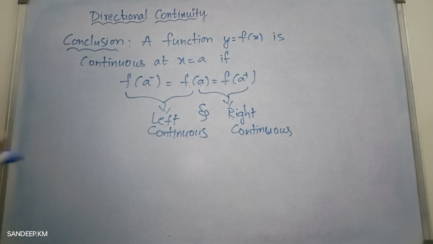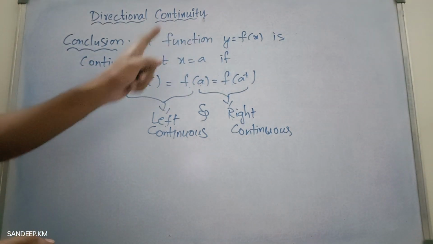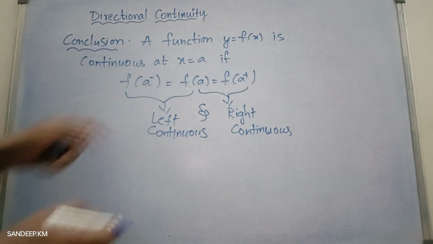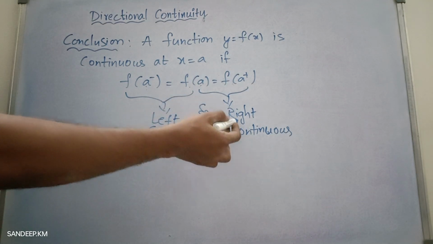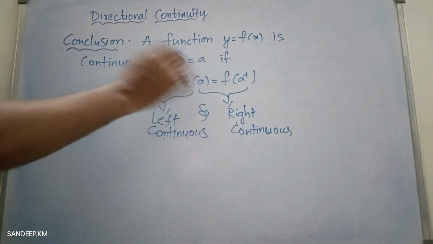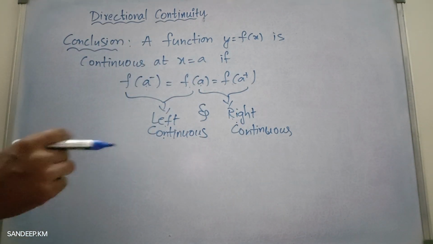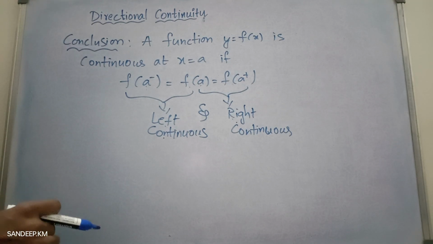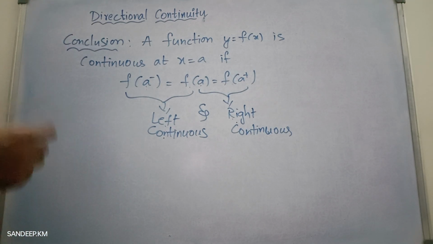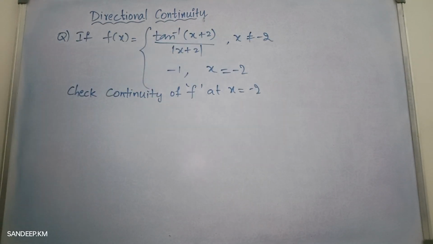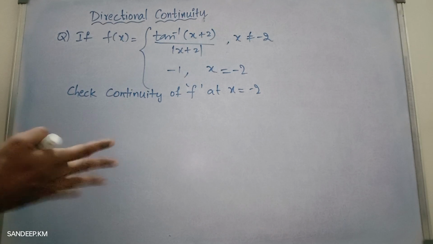So we can also say that a function is continuous at x is equal to a if it is both left continuous and also right continuous at x is equal to a. So that is the conclusion, dear students. Let us see one example on this continuity, and after that we'll go with the next subtopic. Very easy question. You can do this.